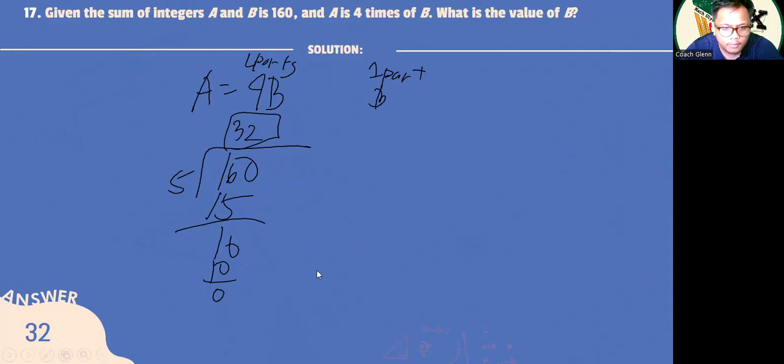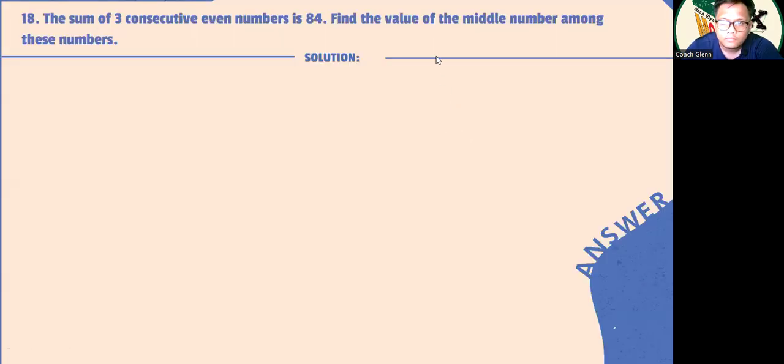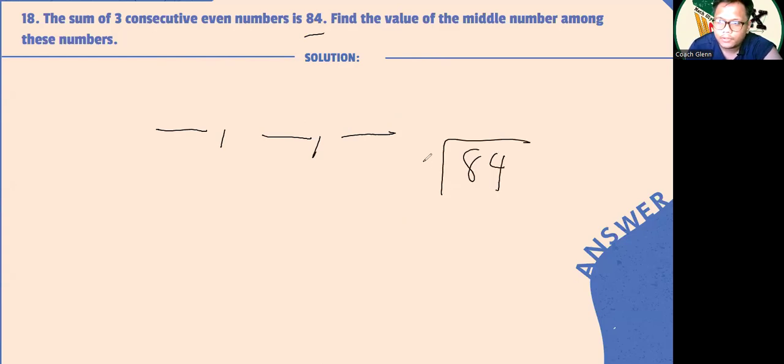So let's have the next problem. The sum of 3 consecutive even numbers is 84. Find the value of the middle among them. So we have 3 consecutive even numbers. So their sum is 84. Since we're looking for the middle, all we need to do is 84 divided by 3, okay? Because these are 3 consecutive even numbers. So let's try to solve for that one first.